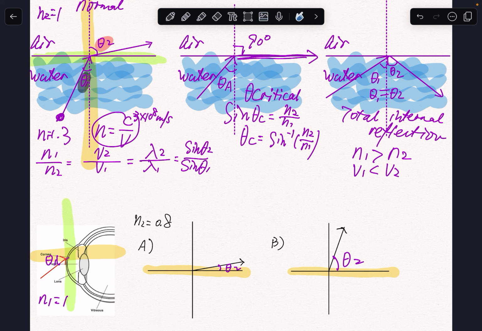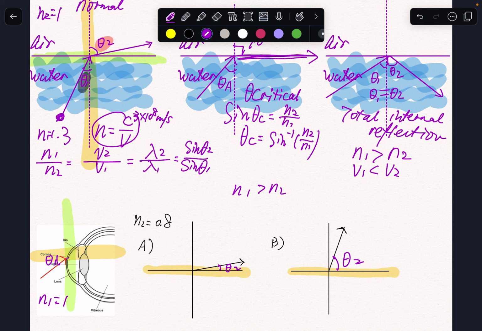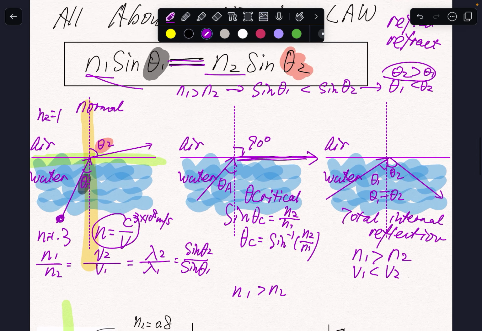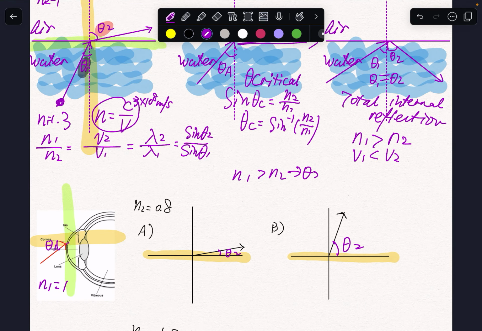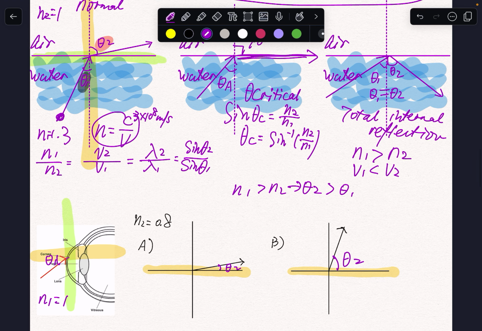Okay, so now after we remarked theta 1 and theta 2, you can see that once again, since N1 is larger than N2, and according to Snell's law, all the interpretation we did here, we know that theta 2 has to be larger than theta 1, right? This inverse relation. So looking at theta 1 from the problem, B is our answer, right? Indicating theta 2 is larger than theta 1 in an obvious way.